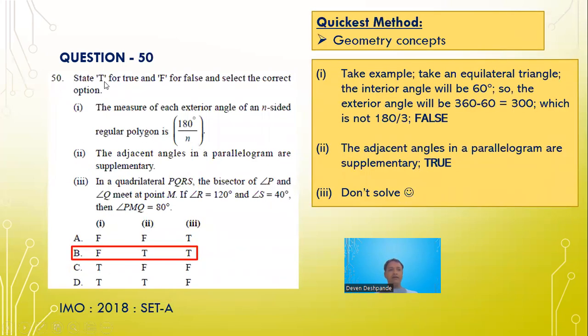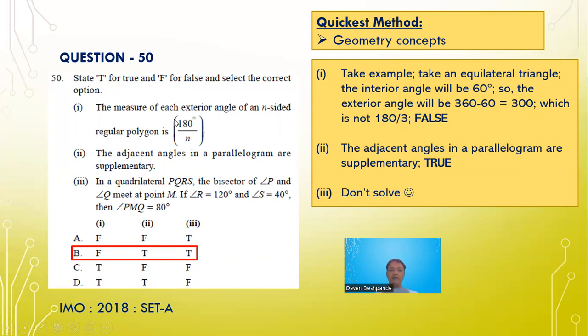Okay, last one. State T for true and F for false and select the correct option. So take an example. Statement 1: the measure of an exterior angle of an n-sided regular polygon is 180 upon n. So let's take an example: an equilateral triangle, which is an n-sided regular polygon, isn't it? An equilateral triangle is a 3-sided regular polygon. The interior angle will be 60 degrees. So it is 180 upon 3, which is 60. So the exterior angle will be 360 minus 60, isn't it? If you draw an equilateral triangle having internal angle 60, what is the external angle? The external angle is 360 minus 60, which is 300.